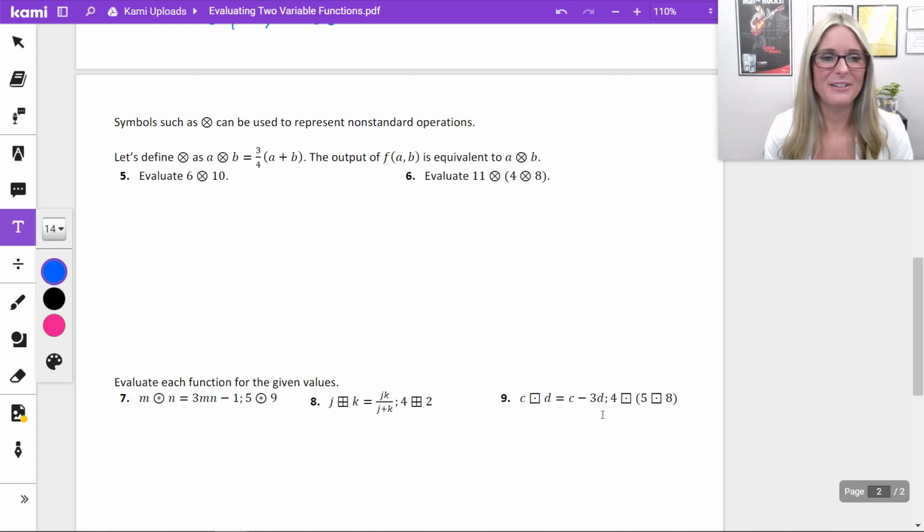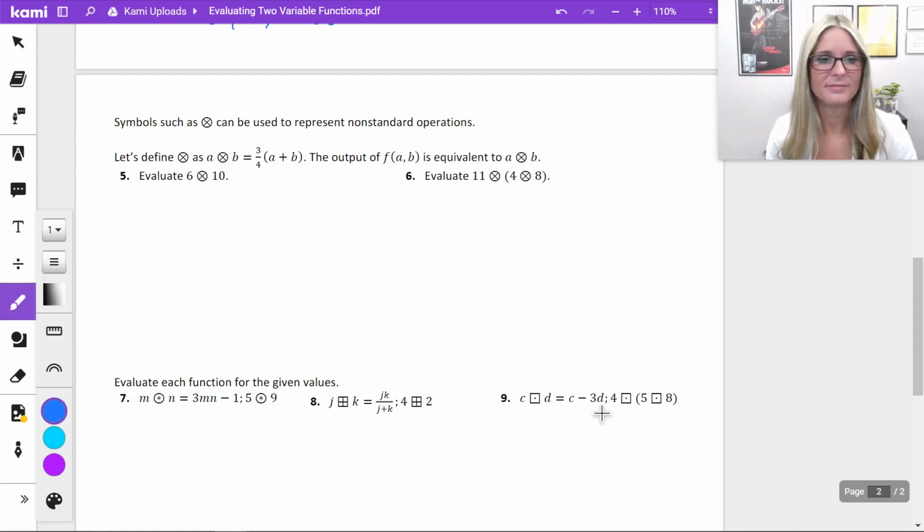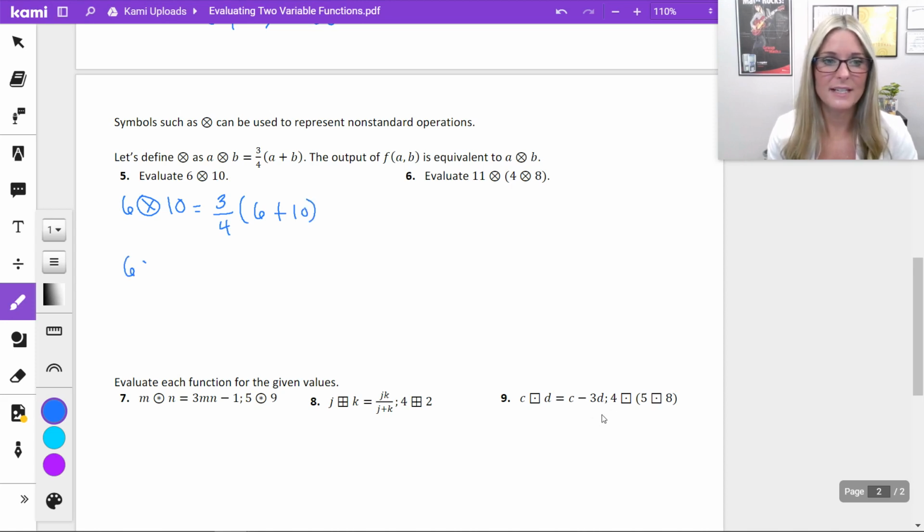So number 5, let me show you how we can work this one. We're evaluating 6 operation 10. Same as we did before, we're plugging in the first value for the A value. So we had 3/4 A, that's our 6, plus the second number 10 is going to go in for B. So 6 operation 10 is 3/4 times 16, or final answer, 6 operation 10 is going to be equal to 12.